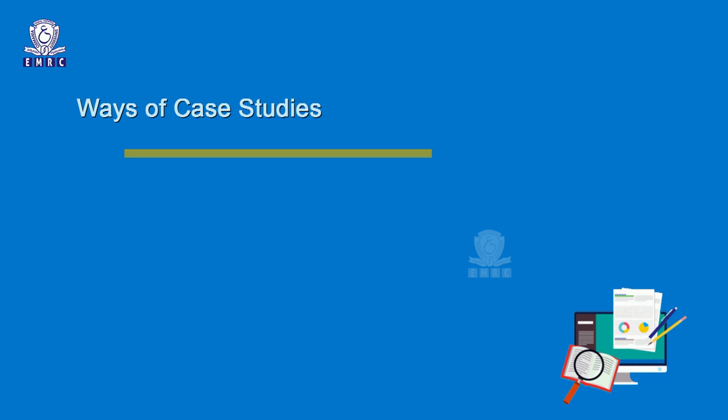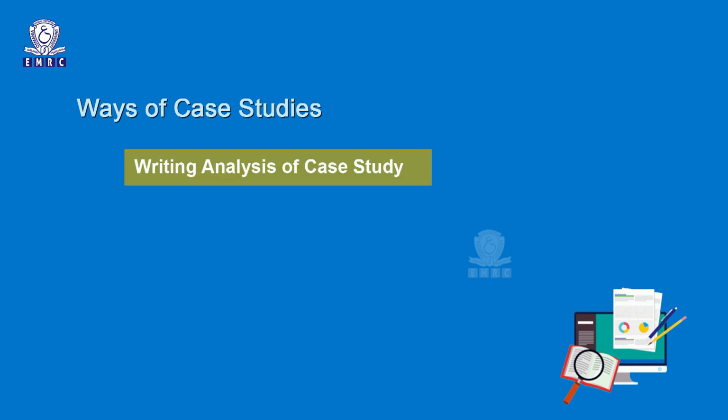Now, we will understand the different ways of conducting case studies, and the first way is written analysis of a case study. This is the most careful analysis of a case study, which is probably obtained when it is made in writing. Case studies can be used as term papers with other related readings and bibliographies.